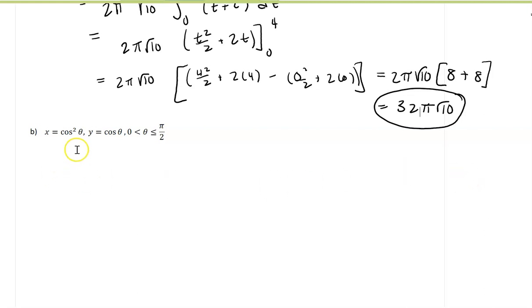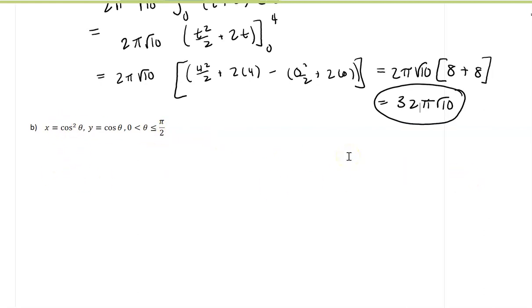Now this one is given to us in terms of theta, but we're okay with that. That's not going to stress us out. Everything just gets converted to theta where you would normally have a t.